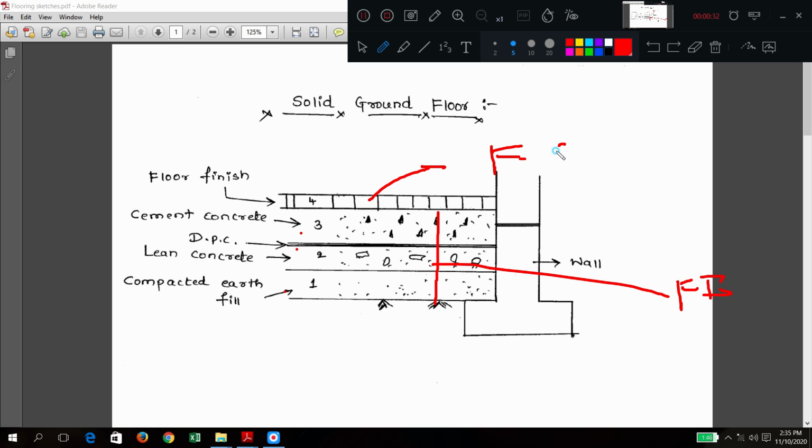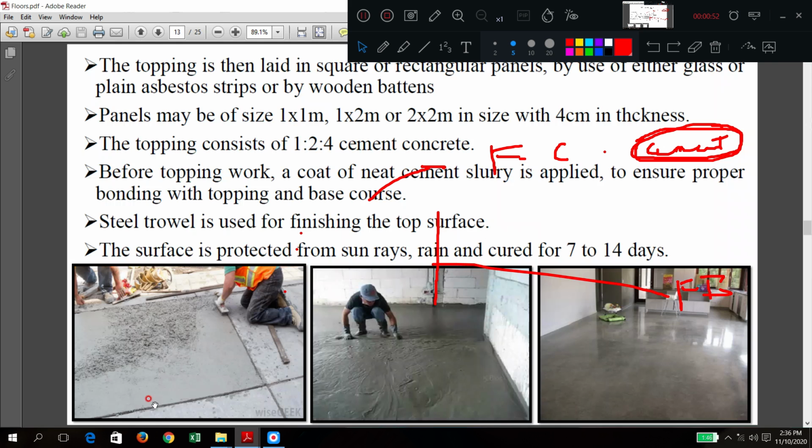So here the floor cover is itself cement concrete. Here also cement paste is laid. Cement concrete is there. Okay, very good quality cement concrete. So no tiles are there. Tiles will not be there, stones will not be there. Only pure cement concrete is poured here and made as a cover itself. So for that you can refer to this diagram. This is a typical cement concrete flooring.